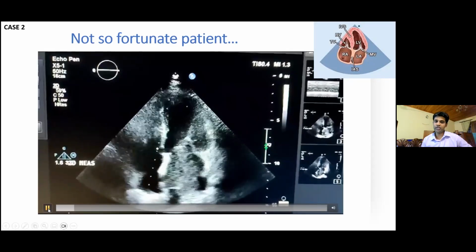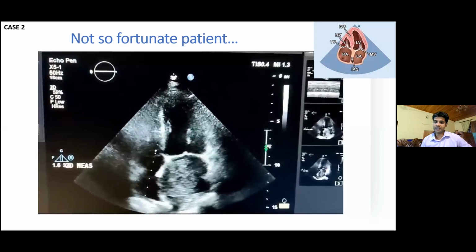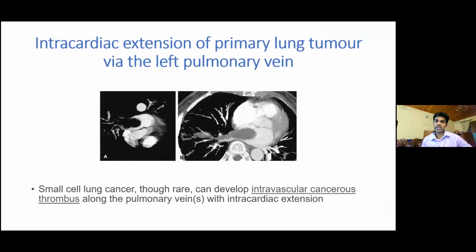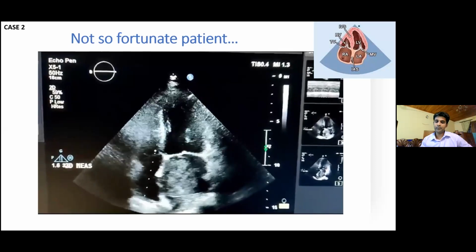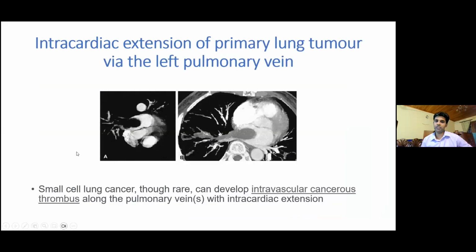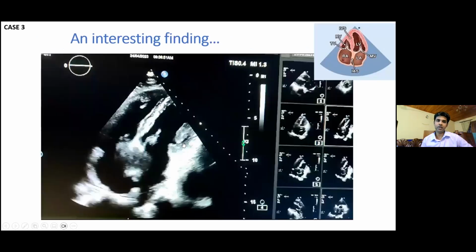You can see the morphology is more or less the same, but here the diagnosis was entirely different. So this patient actually had an intracardiac extension of a primary lung tumor via the left pulmonary vein. So although the appearance was more or less the same, the pathophysiology and the tumor was completely different, as seen in this CT imaging. So small cell lung cancers, although they are very rare, can cause intravascular cancerous thrombus extension through pulmonary veins.